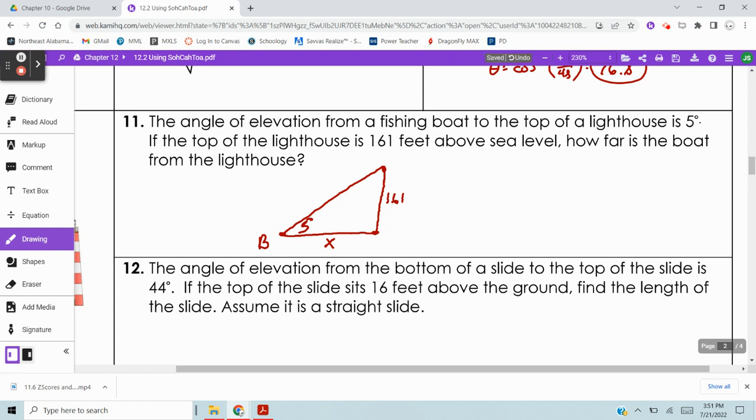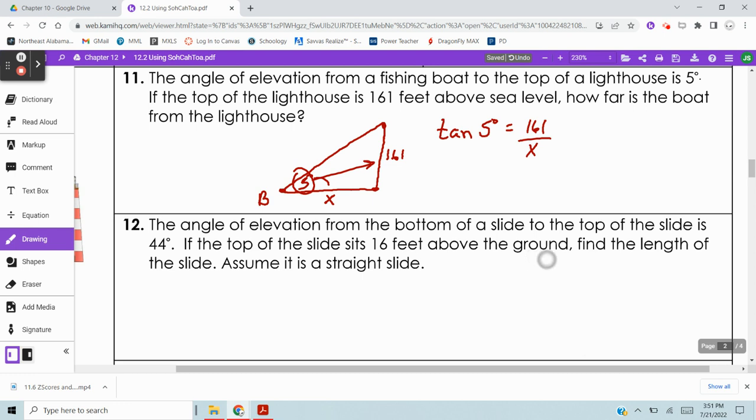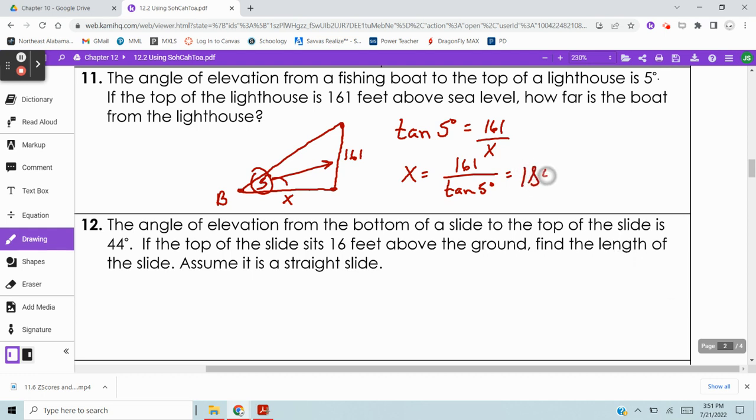So we see that even though it's a word problem, it's going to be solved the exact same way. Now, we're not looking for an angle here, so we're not using inverses. We're simply looking for a side length. So here's my angle. This is an opposite and an adjacent, so this would be a tangent problem. The tangent of my angle, 5 degrees, is equal to opposite over adjacent. We do notice the x is on bottom, so we will have to switch the two. So we have x is equal to 161 divided by the tan of 5 degrees. Once we type that into our calculator, we find out that our x value is 1,840.2, and it was measured in feet. That's how far my boat is from the lighthouse.